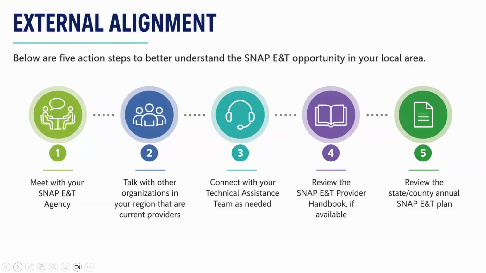The other pieces like number 4, reviewing the provider handbook if available, can really help you to understand the general procedures, help you really build out your capacity and understanding of SOPs that you'll need to do, in addition to reviewing your local plan, whether that's a state or county E&T plan. Those are going to be really good pieces to understand.